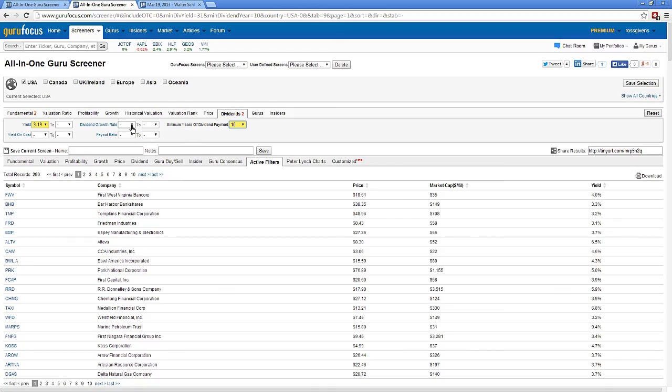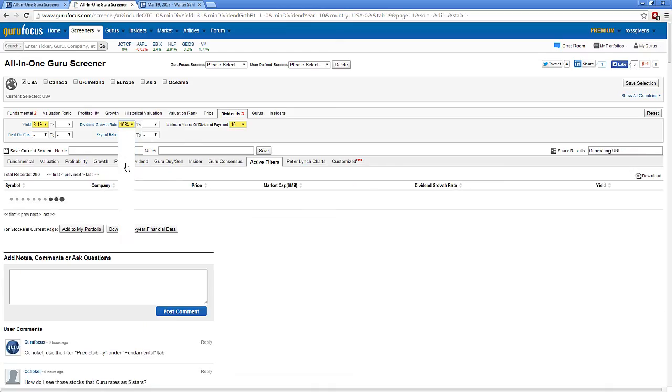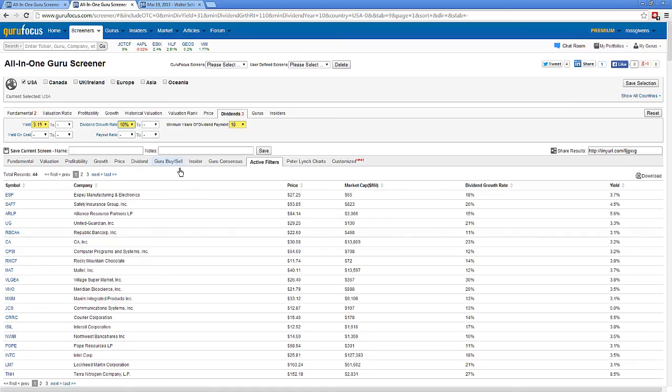And so if you look for growth rates, maybe you want them growing at least 10% a year going forward. Another thing we like to look at, the payout ratio. That's the percentage of the company's earnings they're paying out as dividends.